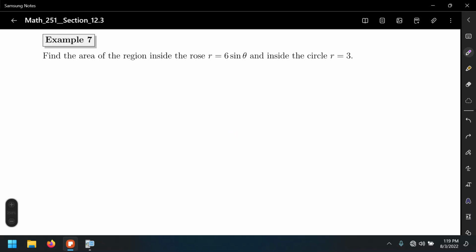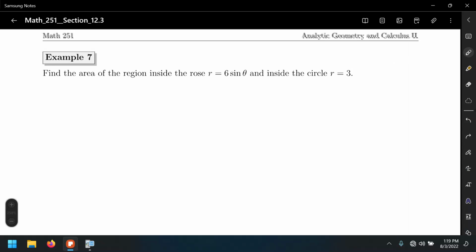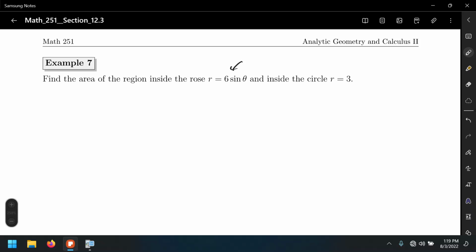Oh, by the way, there's a little typo here. This should be r = 6 sin 2θ. Because with only one θ, what are we going to see? Only one leaf. That's technically not a flower; in fact, it's a circle, not a rose in this case.